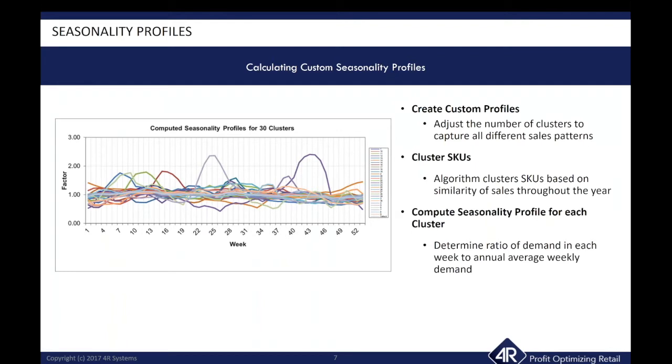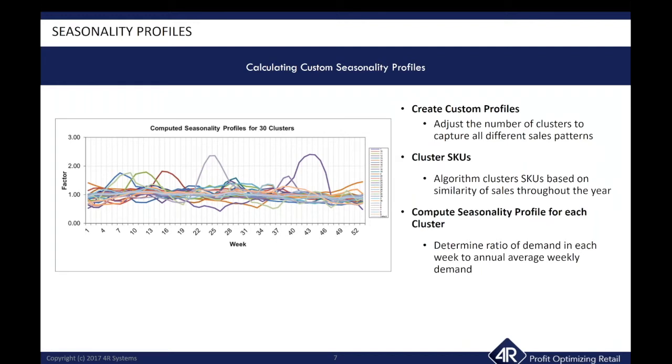After the basic default profiles have been determined, we also have the ability to create more custom profiles by adjusting the number of clusters used to capture all of the different sales patterns. The more clusters that are used, the more diverse the seasonality profiles will be. So in this slide, you can see a representation of the different seasonality profiles created using 30 clusters. Each of the colored lines represents a different cluster.